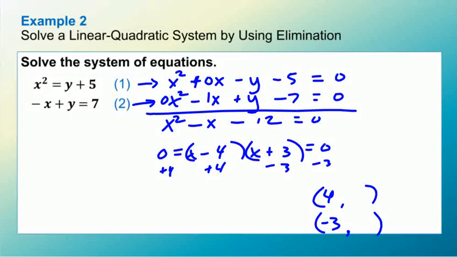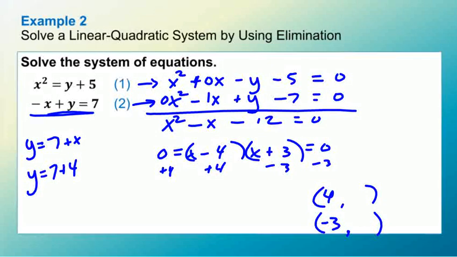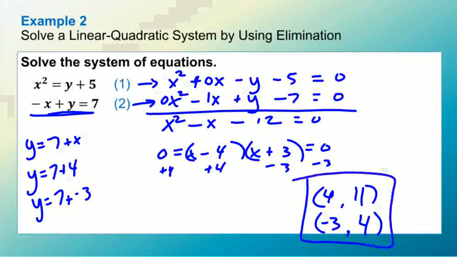Now to find my y's, I'm going to use this one right here. So this would be rewritten as y equals 7 plus x. So I can do y equaling 7 plus 4 and y equaling 7 plus a negative 3. So when x is 4, y would be 11. And when x is negative 3, y would be a positive 4. So my solutions would be 4, 11, and negative 3, 4.